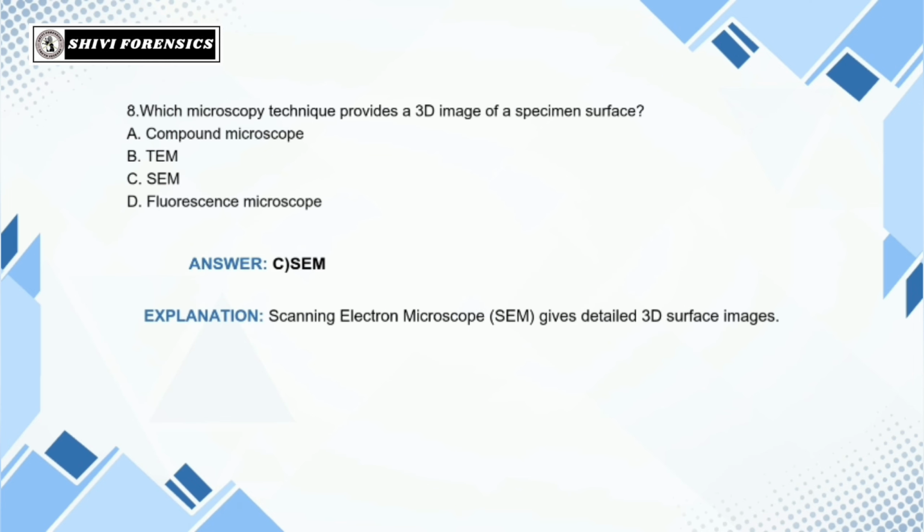Eighth question. Which microscopic technique provides a 3D image of a specimen surface? And the answer is SEM. A scanning electron microscope gives detailed 3D surface images of evidence.